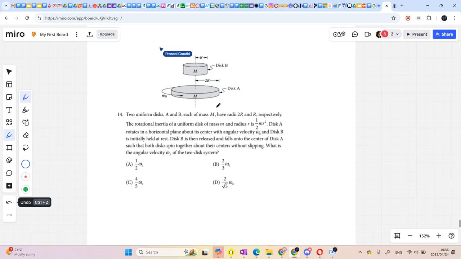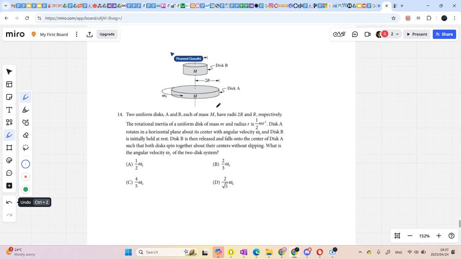Okay. So question 14: two uniform disks, A and B, each of mass m, have radii 2r and r respectively. The rotational inertia of a uniform disk of mass m and radius r is 1/2 mr squared. Disk A rotates in a horizontal plane about its center with angular velocity omega naught, and disk B is initially held at rest. Disk B is then released and falls onto the center of disk A, such that both disks spin together about their centers without slipping. What is the angular velocity omega final of the two disk system?